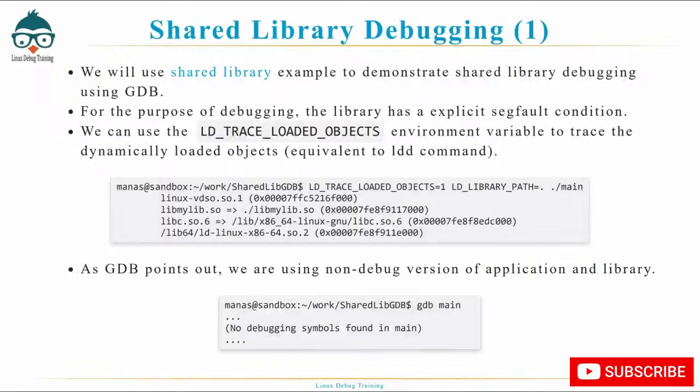Debugging programs that link to shared libraries can often provide particular challenges for a developer. The shared library may not have debugging symbols by default, and we may sometimes need to load these during the execution of the program. We will now look at an example of how to do this. For the purpose of debugging the library, we have created an example that has an explicit segfault condition, and we will use this example in the course of this tutorial.